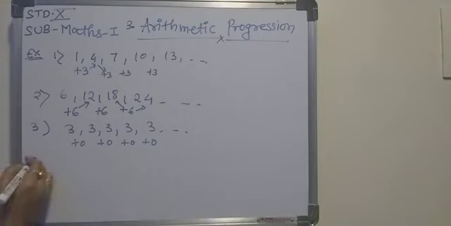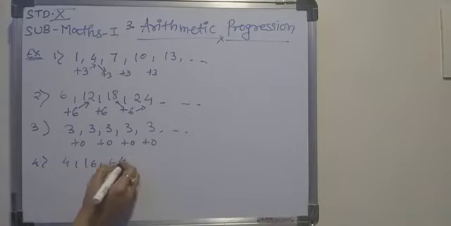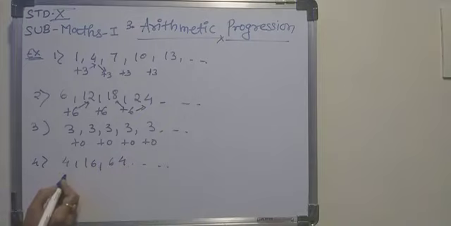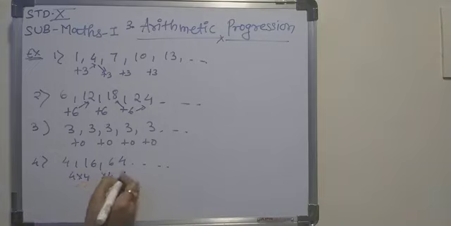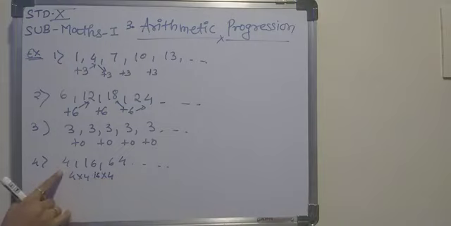Fourth example is 4, 16, 64 and so on. So it's nothing but what? 4 ones are 4. When you multiply 4 by 4, 4 4s are 16. 16 4s are 64. So basically you are multiplying the previous term by 4. When you multiply the previous term by 4, you get the next term.